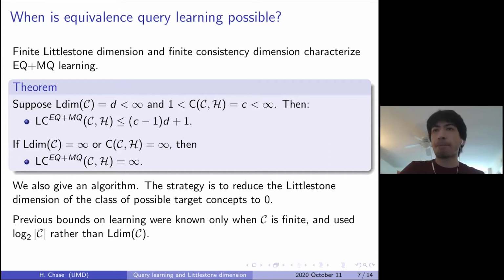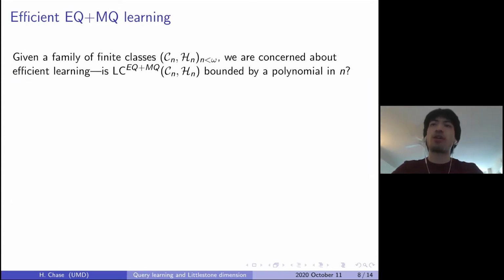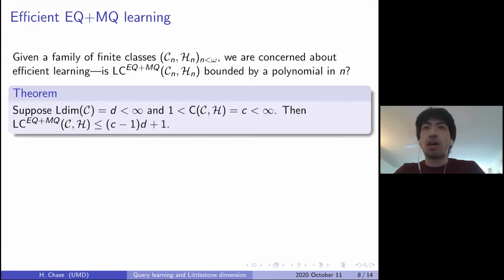So these bounds apply whether or not your class is finite. And we can also use this to talk about efficient learning. If we have a family of classes indexed by n, can we use polynomial in n many queries? This is just the same bound from the previous slide, but the important thing to note is that this bound is basically C times D. So it's polynomial in Littlestone dimension and consistency dimension.